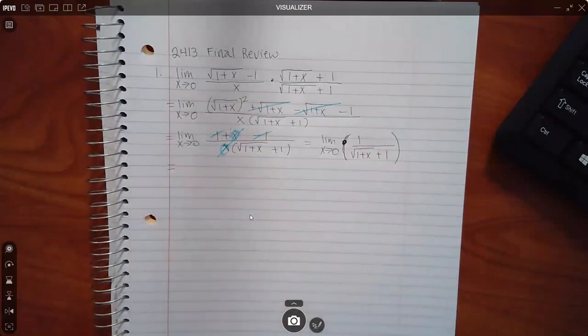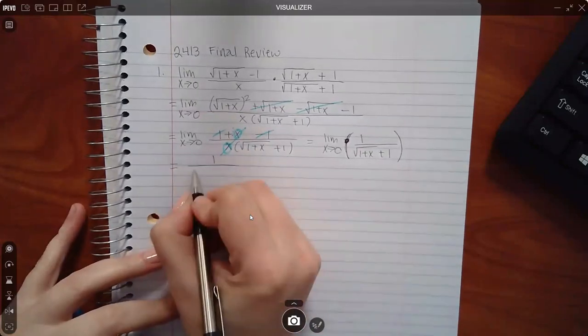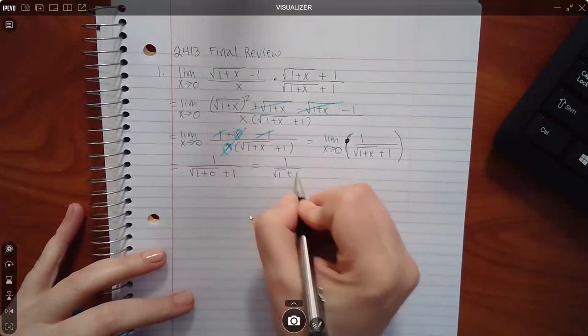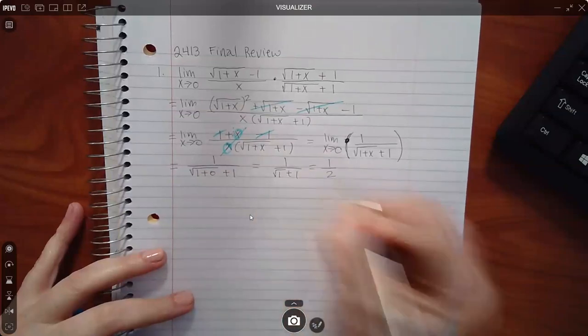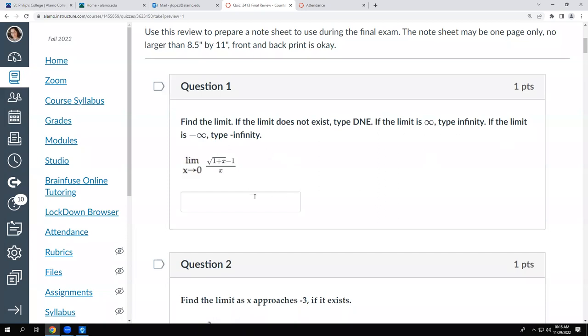Now, plug in zero. It's not too bad, right? So let's see. We'll get one over square root of one plus zero plus one, which is just the square root of one, which is just one. So we get one half. Now, what does it want me to type in? It doesn't say, so I would literally just type in one half, or you could type in 0.5, or just .5 by itself, right? All three of those should be accepted.